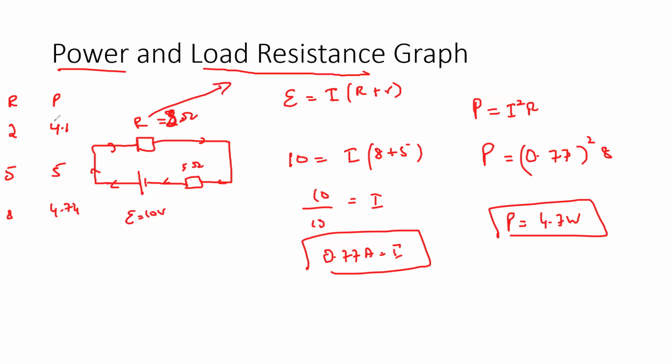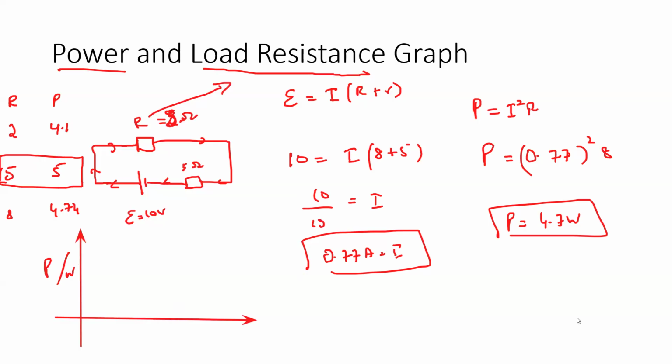As you can see, when we are increasing the resistance, the power was increasing. It reached a maximum value and then it decreased. So this gives an idea of the relation between external power and load resistance. If we have power on the y-axis and load resistance, or external resistance, on the x-axis, when we increase the resistance the power increases, and then when we further increase the resistance, the power decreases.